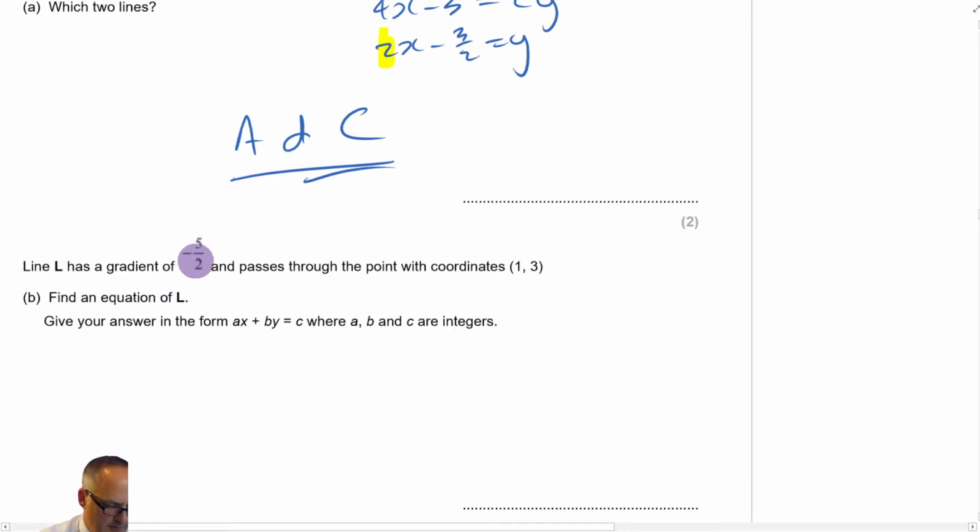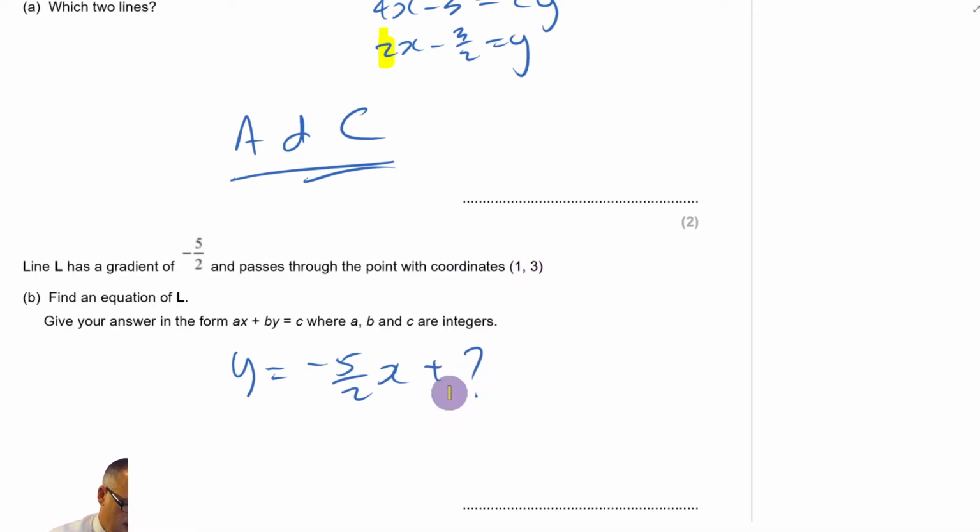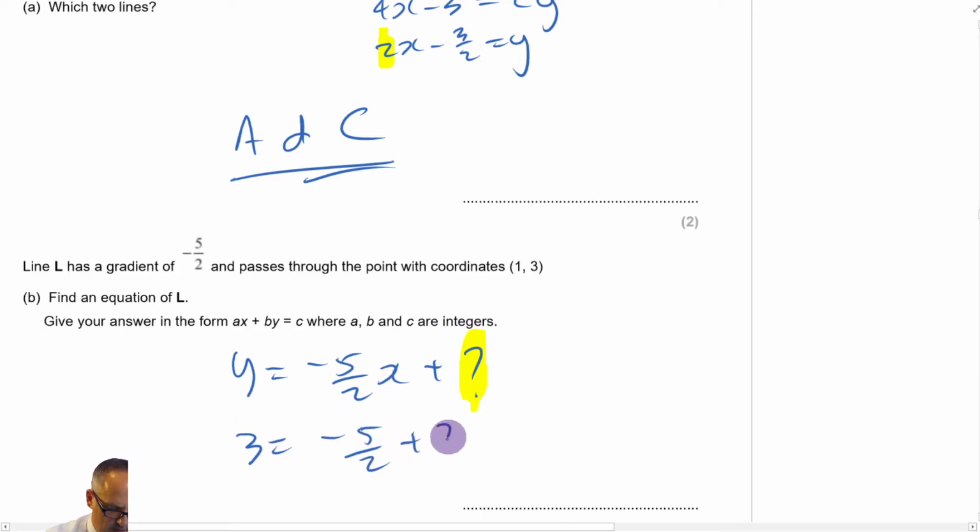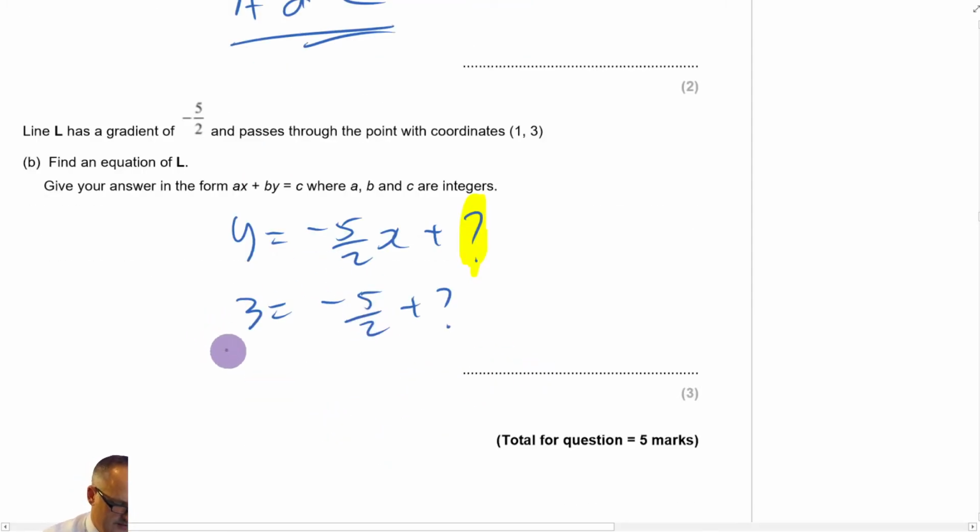Line L has a gradient of -5/2 and passes through the point with coordinates (1, 3). Find the equation of line L. So we know it's got that gradient, so we know y equals -5/2 x plus something. And we want to find the something. So what we're going to do, we're going to put the (1, 3) in again. 3 is y, 1 is x, that gives me -5 over 2 plus something. This is -2.5. So therefore, add it to 3, because you're going to take it to the other side, add it.